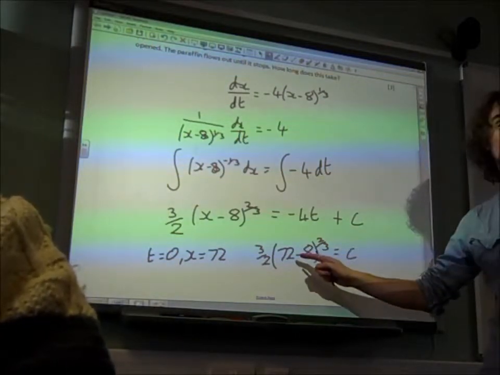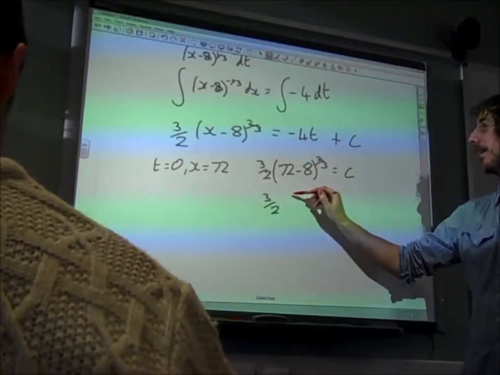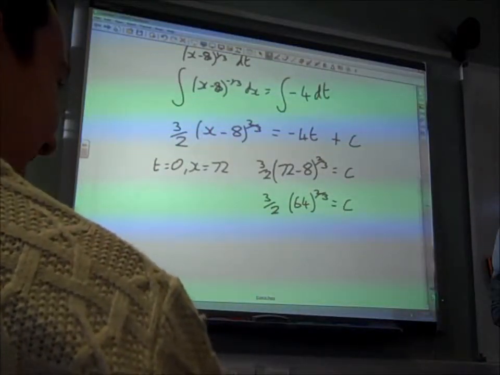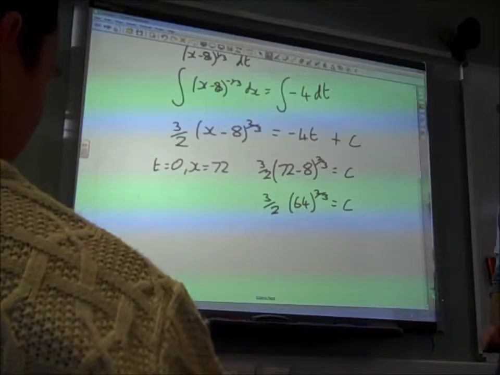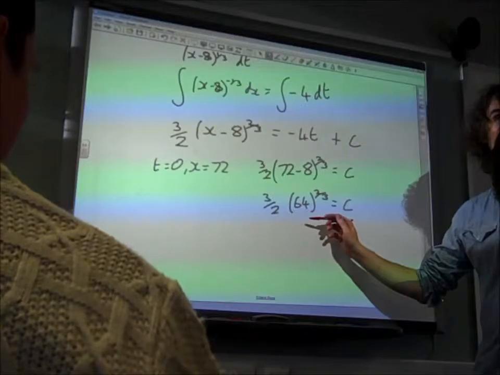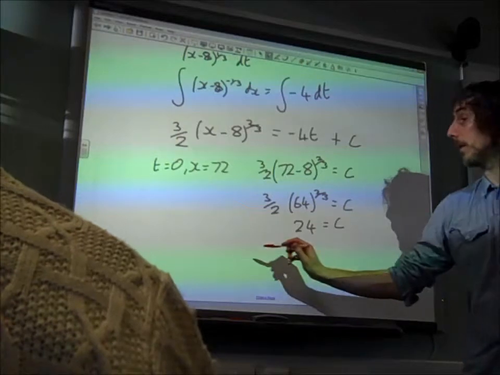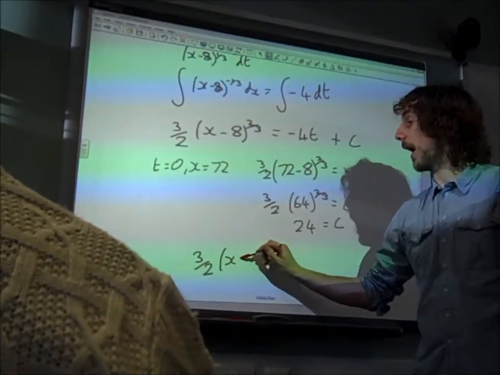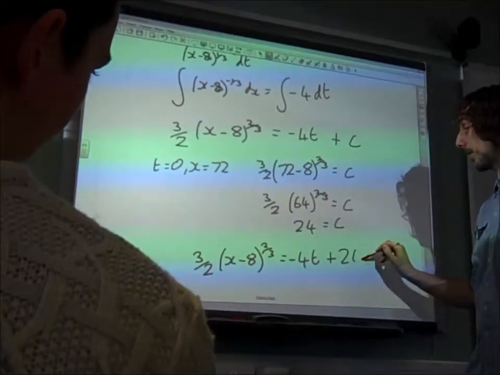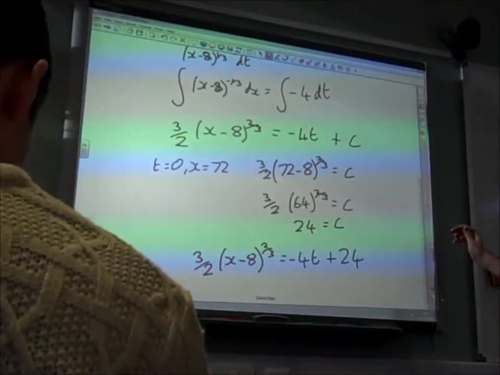Oh, this is nice, isn't it? It always feels good when things work out, when a plan comes together. 64 to the 2/3 is c. 64, of course, is a cube number, so cube rooted would be 4, squared would be 16. So we've got 16 times 3 over 2, which is 24. Oh, excellent. So we end up with 3 over 2 (x minus 8) to the 2/3 is minus 4t plus 24. That's not a particularly nicely written equation, but we weren't asked to write the equation nicely.